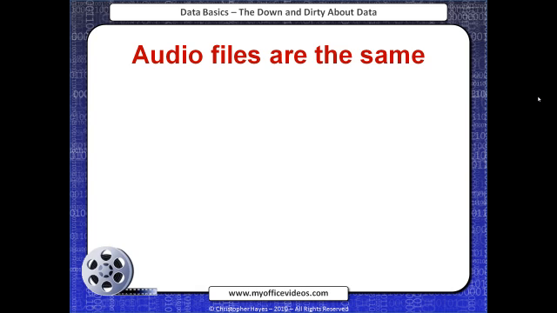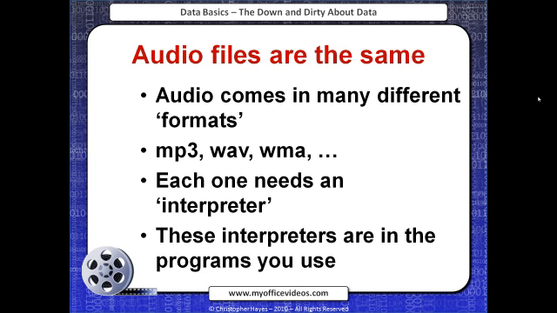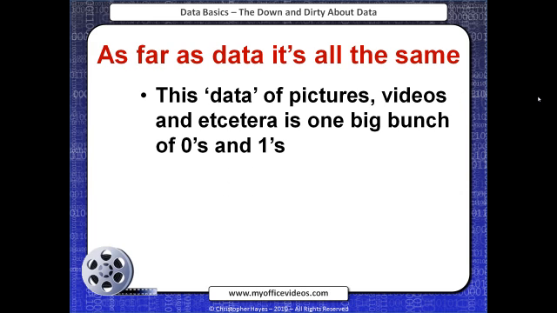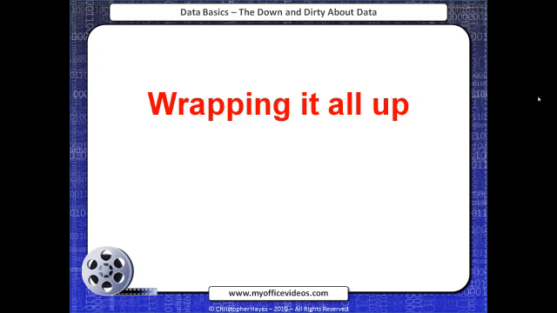Then there's audio files. Audio files come in many formats: MP3, WAV, WMA, and each one of those needs its own interpreter. These interpreters are in the programs that you use, even on the web. So as far as data, it's all the same. All of this data, these pictures, these videos, these audios, and on, are really just a bunch of zeros and ones. The file name extension basically tells the computer how to deal with these ones and zeros.